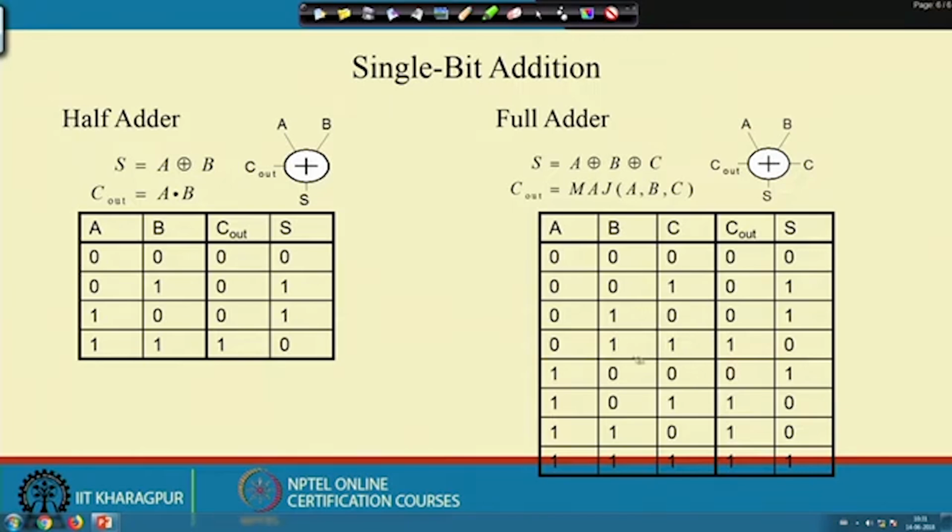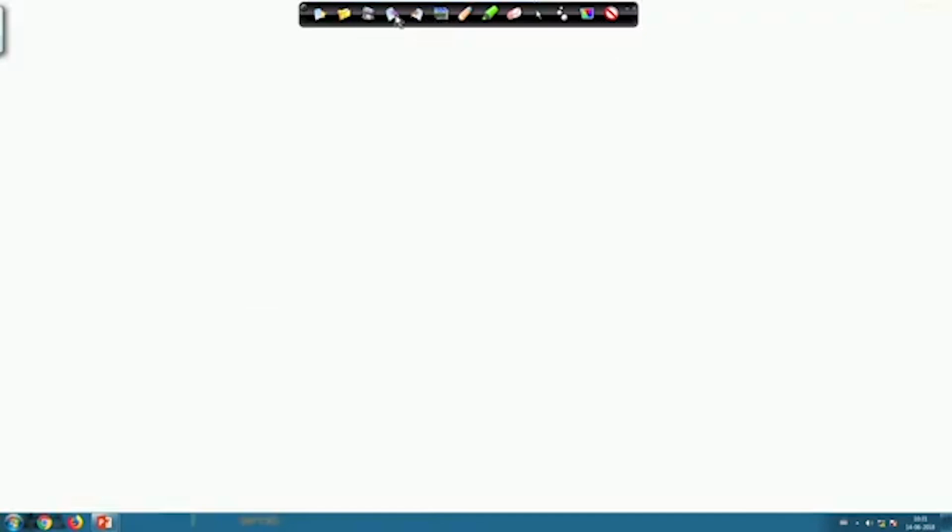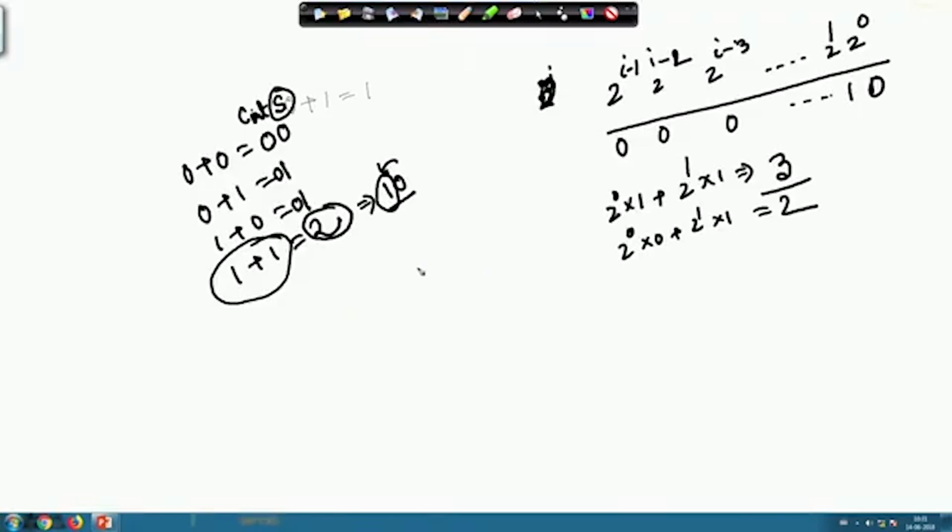So, if I have to add 1 with 1, at that time obviously the sum will be 0 and the carry out will be 1. If I go back to the previous slide, here you see that for 1 plus 1 I am getting 2. Now, if I want to add another 1, what will I get? I will get 3.